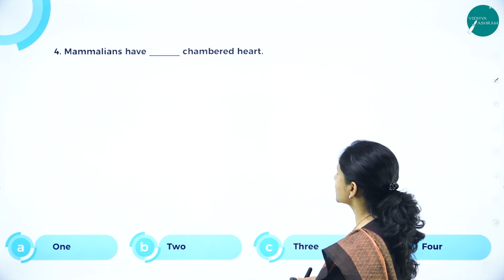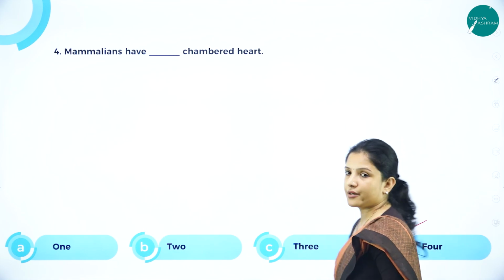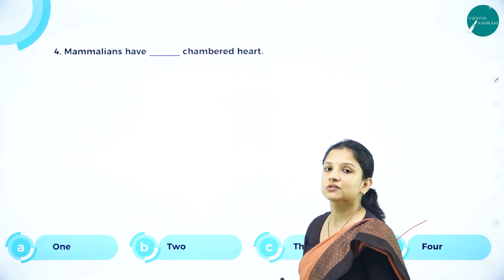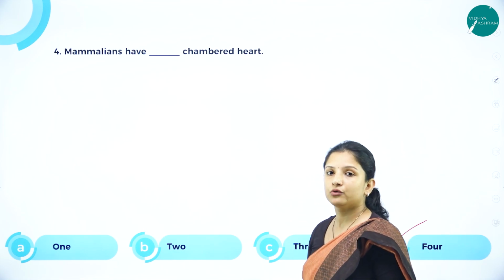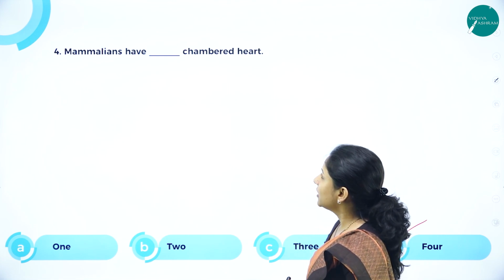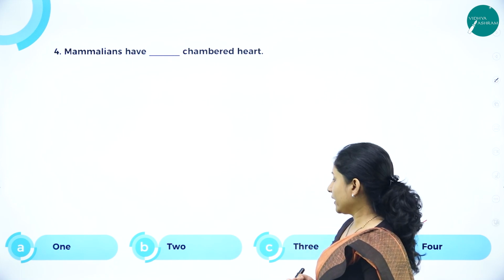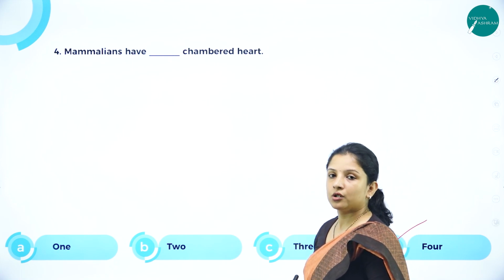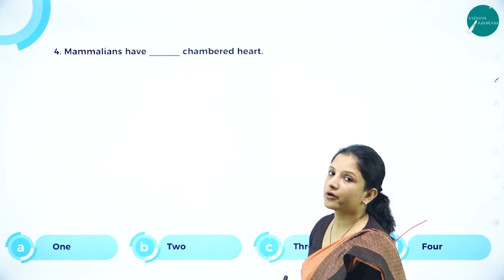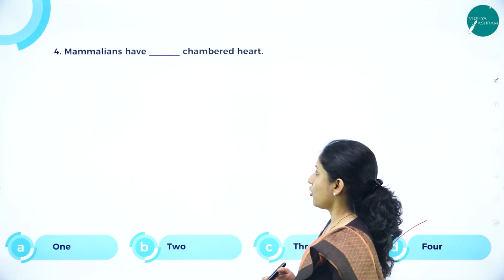Mammalians have dash chambered heart: 1, 2, 3 and 4. It is 4-chambered heart. Both mammals as well as Aves have 4-chambered heart with 2 auricles and 2 ventricles. Or the question can be asked like this: mammalian heart has 1 auricle, 1 ventricle; 2 auricles, 1 ventricle; 2 auricles, 2 ventricles. So, that time you have to choose 2 auricles, 2 ventricles as the option.